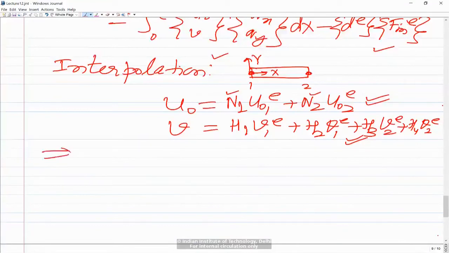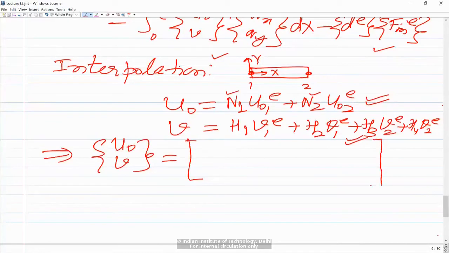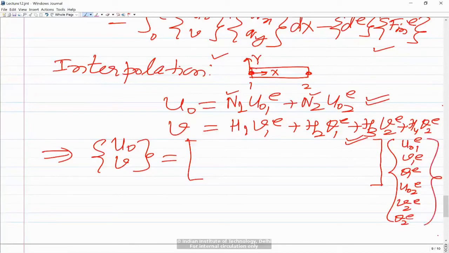So now if you write this in the form of matrix and vector, you will get u naught and v naught. There are two variables. I want to write this as a product of a matrix and the vector of elemental degrees of freedom. The vector of elemental degrees of freedom is u naught 1, v1e, theta 1e, u naught 2e, v2e, and theta 2e. All of them are primary variables, and they are the degrees of freedom at the nodes of the element. So now u naught is written as n1 into u naught 1 plus n2 into u naught 2.